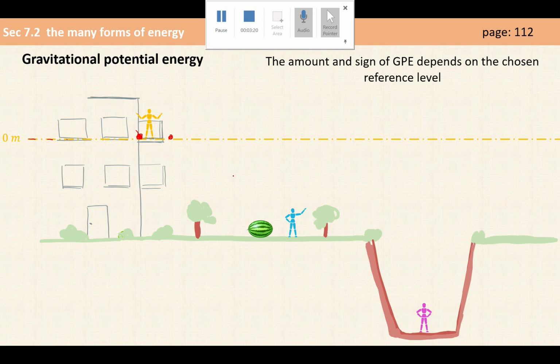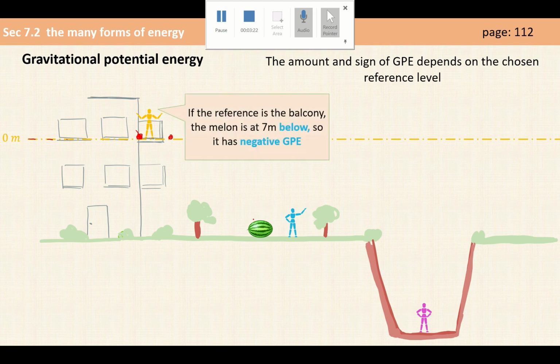You can see now that the watermelon is below the reference level. You can see that it is, for example, 7 meters below. So if the reference level is the balcony, the melon is 7 meters below, so it will have a negative gravitational potential energy. If you calculate it, you'll multiply the mass of the watermelon times 9.8 times h, which will be negative 7.